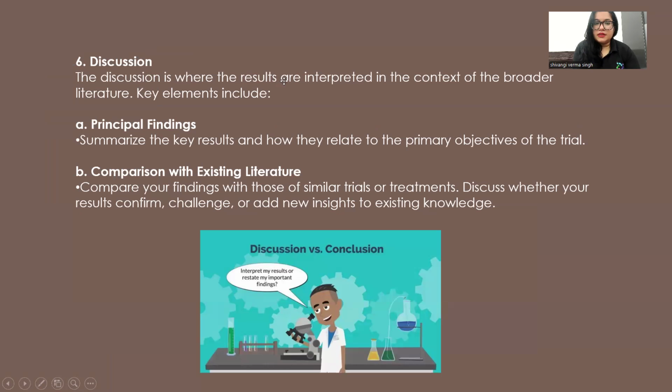Discussion. The discussion is where the results are interpreted in the context of a broader literature. Key elements include principal findings, summarizing the key results and how they relate to the primary objective of the trial. Comparison with existing literature, compare your finding with those of a similar trial or treatment. Discuss whether your result confirm, challenge, or add new insight to the existing knowledge.